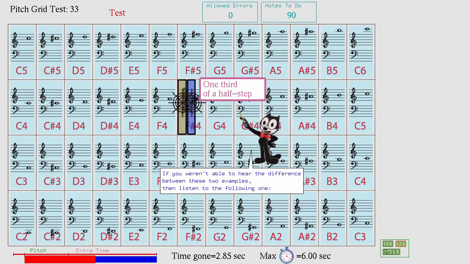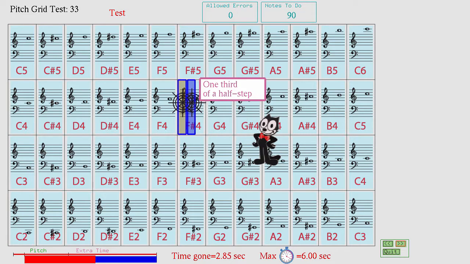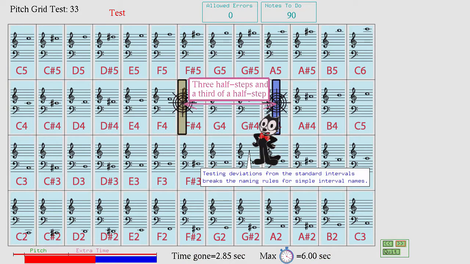If you weren't able to hear the difference between these two examples, then listen to the following one. Here, you can hear the difference between two tones that are 1/3 of a half step apart. Testing deviations from the standard intervals breaks the naming rules for simple interval names.